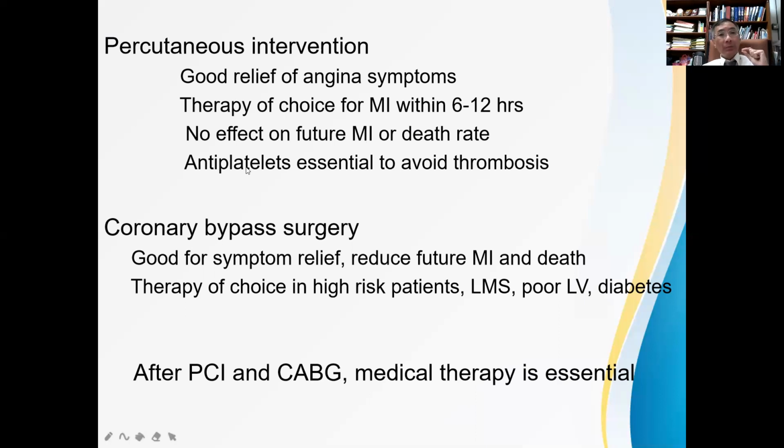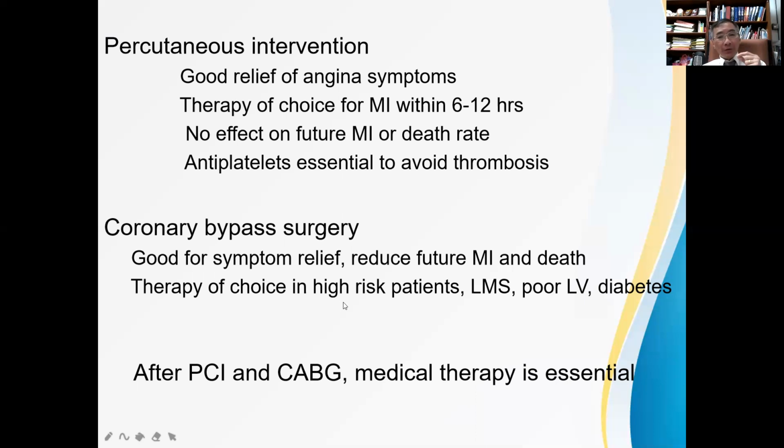Now, it is very important that antiplatelets are given and continued in any patient who is undergoing and has undergone percutaneous intervention, because the stent, once put in, is prone to thrombosis, and if antiplatelets are stopped, a myocardial infarction can occur. Bypass surgery is good symptomatically and prognostically, and the higher the risk of the patient having future adverse events, the more quickly we must do bypass surgery.